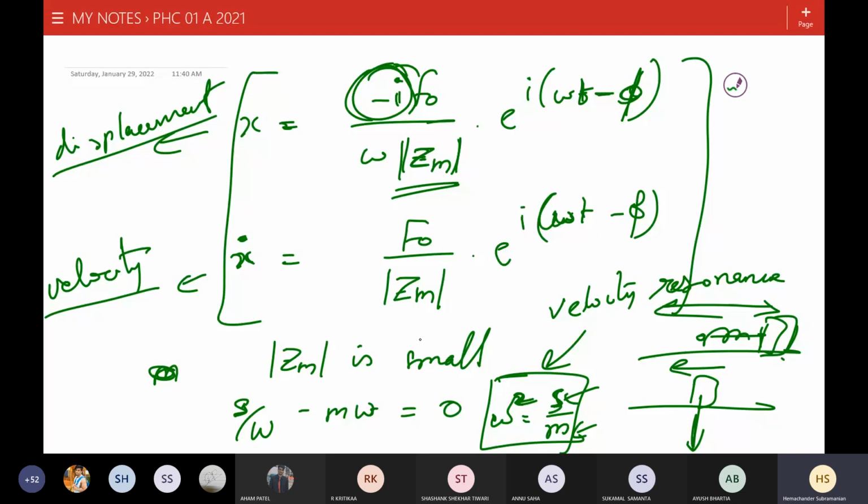So does that automatically lead you to a question: does there exist something called a displacement resonance? If there is a velocity resonance, there has to be a displacement resonance as well. They have a similar denominator here. We will see that there exists a displacement resonance as well.